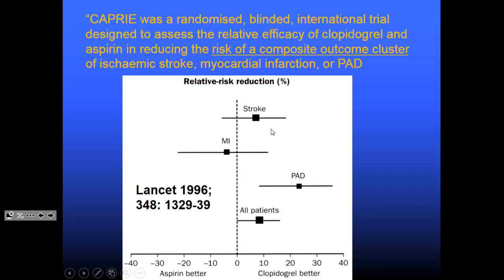But you see how they set up the study design where they report a randomized blinded international trial to assess the relative efficacy of clopidogrel and aspirin in reducing the risk of a composite outcome cluster. I mean, look at that, the composite outcome cluster. You want to be smart in life, you can make a lot of money working for, I forget which company markets Plavix. And they did a composite outcome cluster of ischemic stroke, myocardial infarction, peripheral arterial disease, and they reported that clopidogrel was better than aspirin.